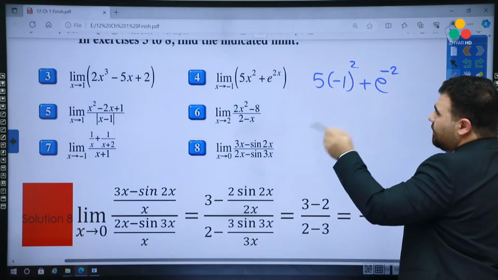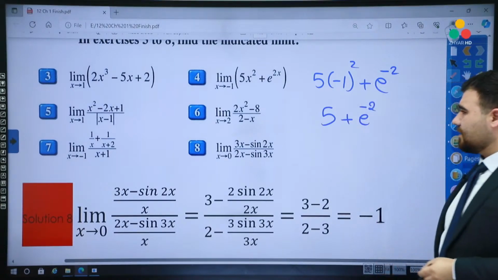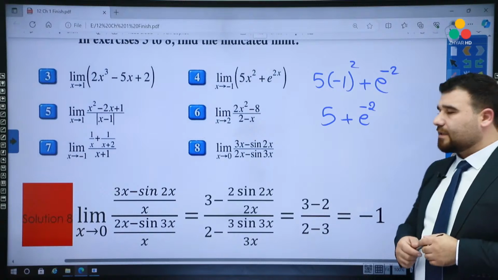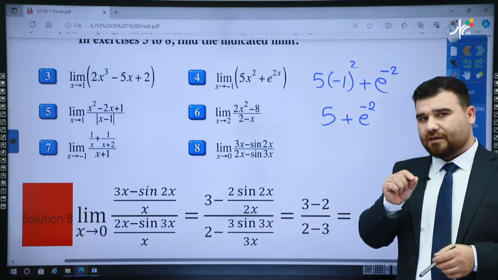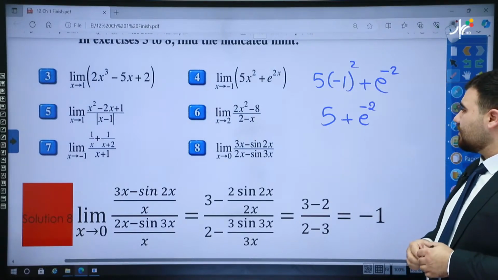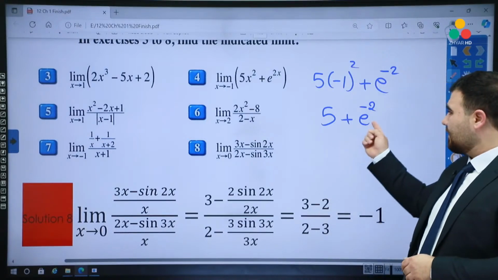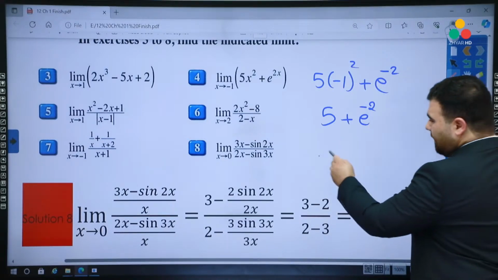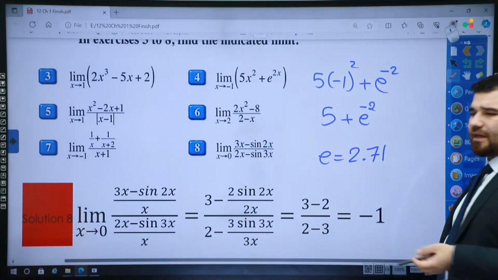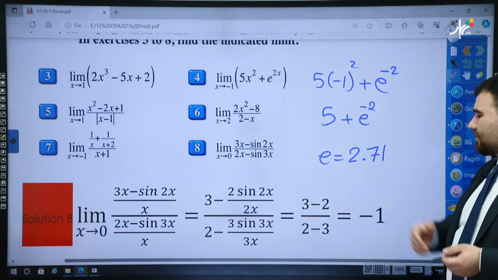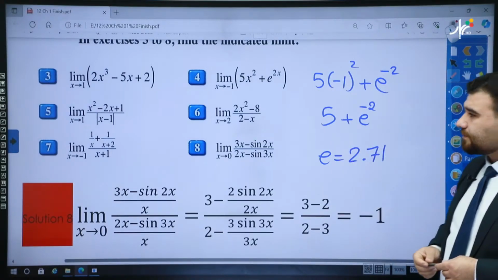Negative 1 power 2 is 1. 1 times 5 is 5 plus e to the negative 2. This is the answer. Or by calculator, you can make this a decimal. E exists in the calculator. You can press alpha and the lim button, you can get this, or in the lowest row of the buttons, you can see this e. The value of e is 2.71. e is just a number, just like pi. It has more decimal places, but the shortcut of e is 2.71. We can use it to make this answer decimal.